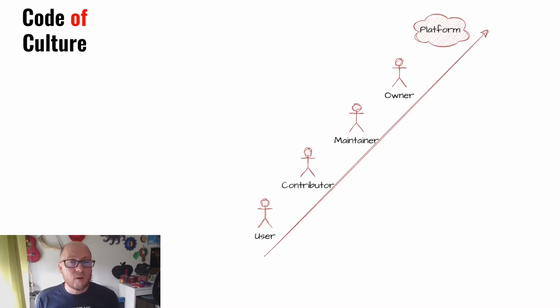One step below, we have the maintainers. They are like the skilled workers in Weber's theory. They are responsible for maintaining the code base, reviewing the contributions, and making sure everything is working smoothly. They have a lot of power and influence in the project, but not as much as the project owners.